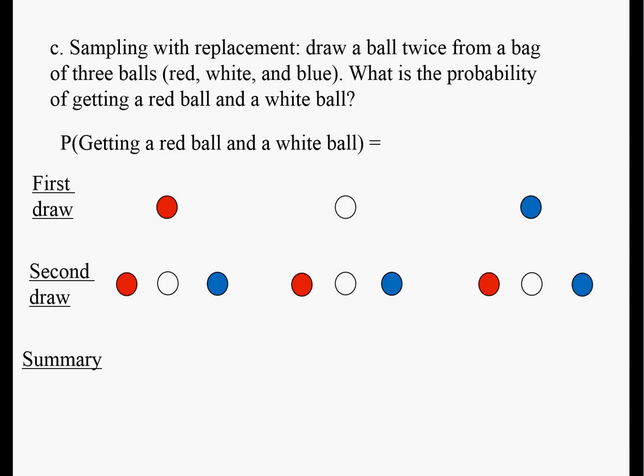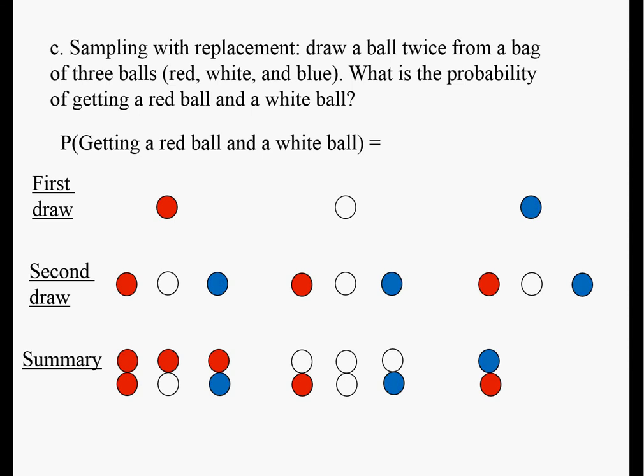If the first time you get a red, the second time you get a red, then you could get red and red. If the first time you get a red, the second time you get a white, now you can get red and white. The first time you get a red, the second time you get a blue, now you could get red and blue. If the first time you got white, and the second time you got red, you could get white and red, or white and white, or white and blue. If the first time you got blue, and the second time you got red, you could get blue and red, or blue and white, or blue and blue.